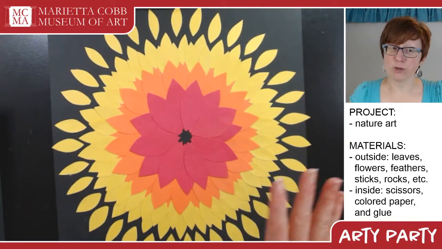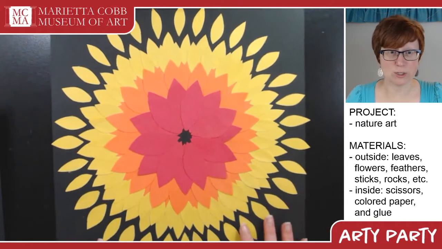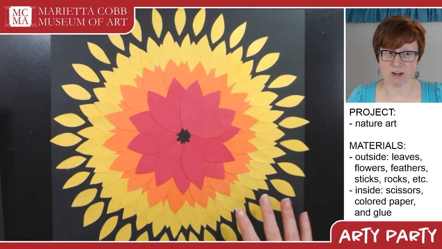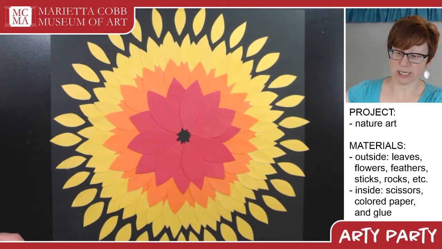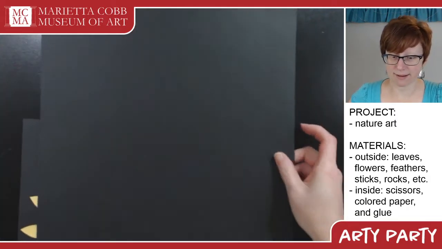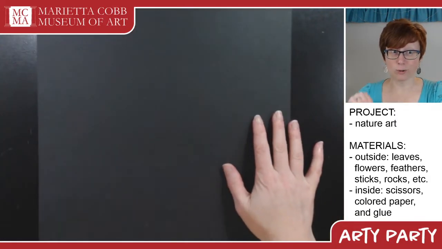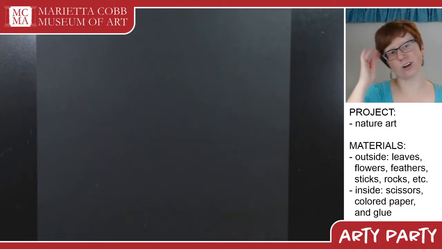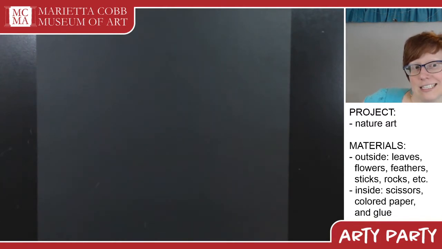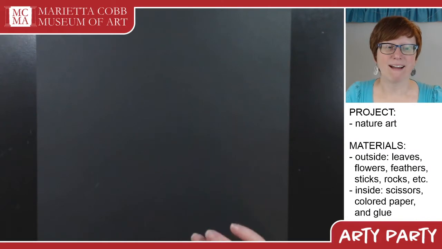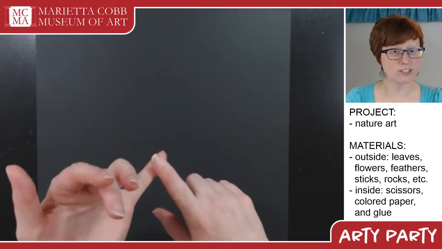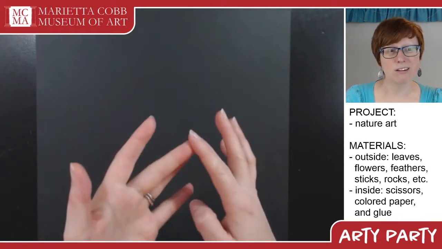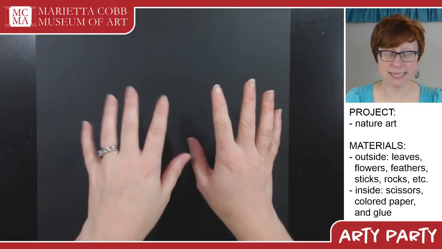And so I'm going to show you a couple of different things that you can do to make nature art. So first thing you can do, let me get a base out here. And I'm not actually going to glue any of these down, but the things you're going to want to have are scissors, a glue stick, and some colored paper. Construction paper works really great.